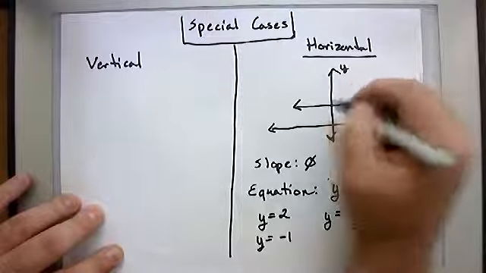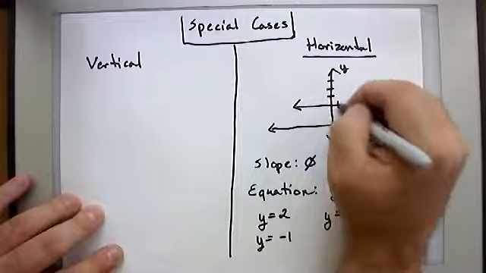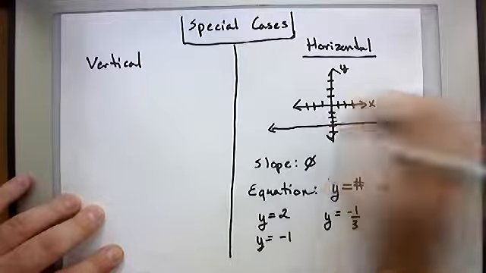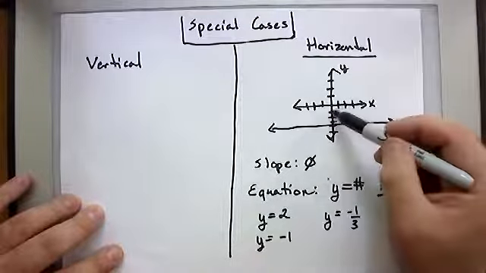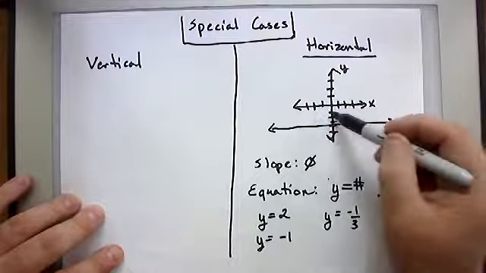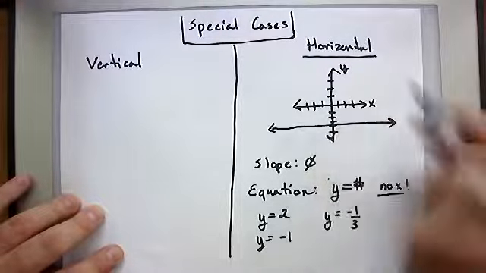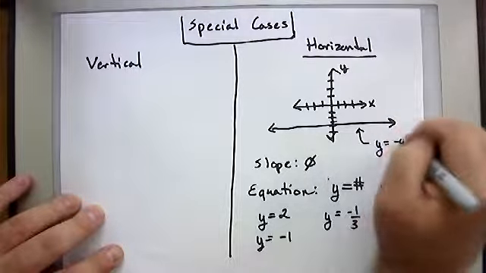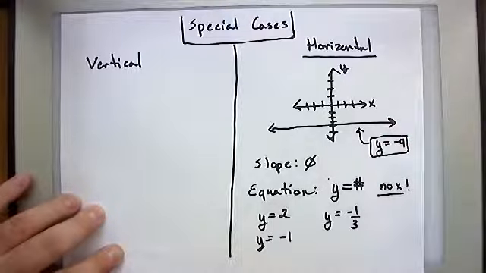So let's say this one up here. Let's put some numbers on this graph. So this line here would be down here at -1, -2, -3, -4. This is a horizontal line at 4 below zero on the y. So the equation for this line here would be y equals -4. So that's really all it is.